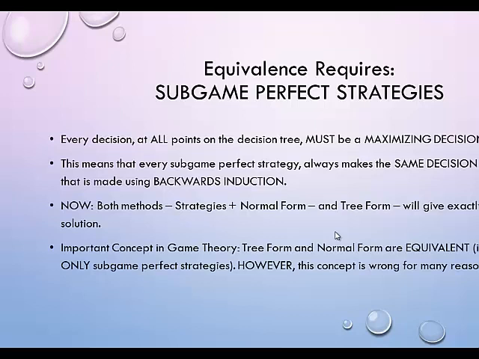However, this concept is wrong for many reasons. When we try to apply it to reality, it doesn't work. That is, the normal form and the tree form, if you ask people to play them, give different results. There are many such situations where the theory shows that two things are equivalent. A very famous example is framing, that if you tell students, you could run this experiment.